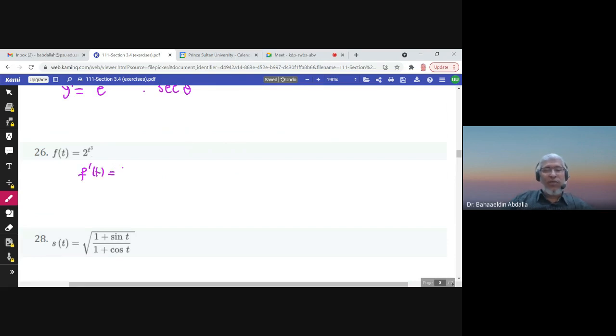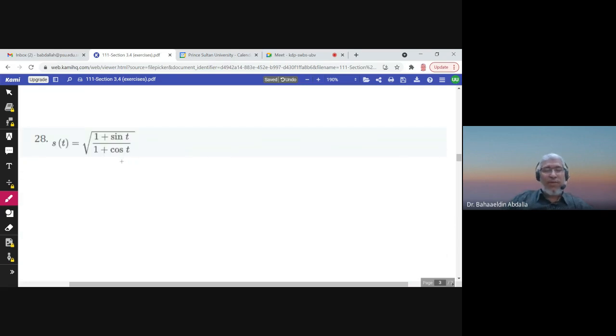The derivative is 2 to the power t cube times ln 2 times the derivative of t cube, which is 3t squared. So the answer would be 3t squared times 2 to the power t cube times ln 2.